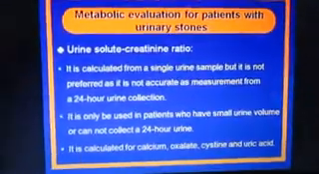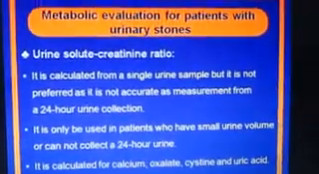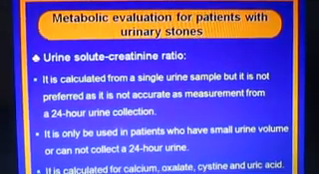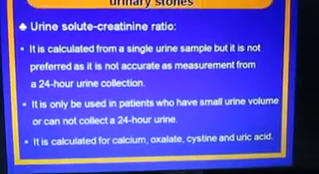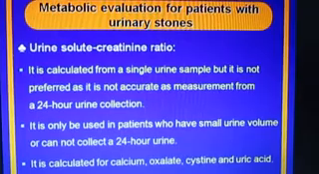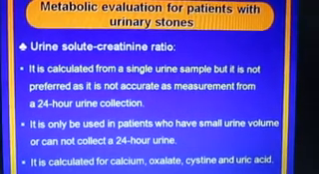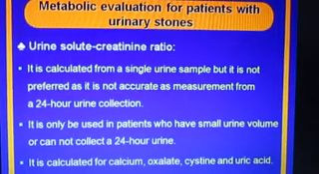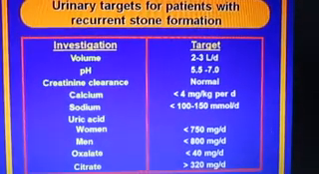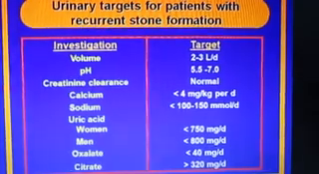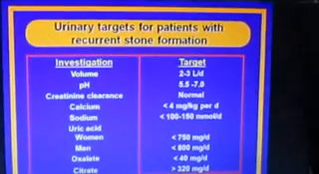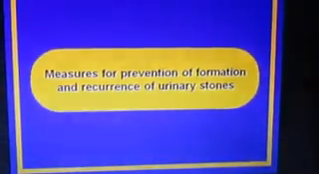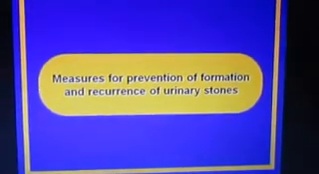Urine solute creatinine ratio is calculated from a single urine sample, but it's not preferred as it's not as accurate as measurement from a 24-hour urine collection. It's only used in patients who have a small urine volume or can't collect 24-hour urine, and it calculates calcium oxalate, cysteine and uric acid. These are the target values for urine to protect against urinary stones. Measures for prevention of formation and recurrence.